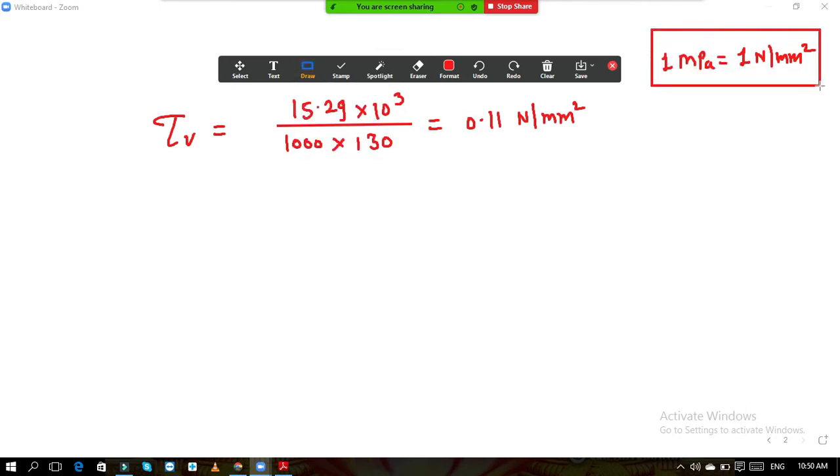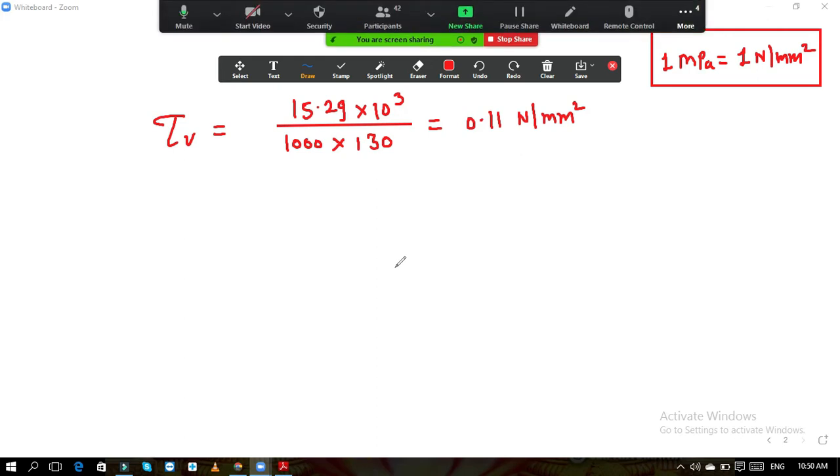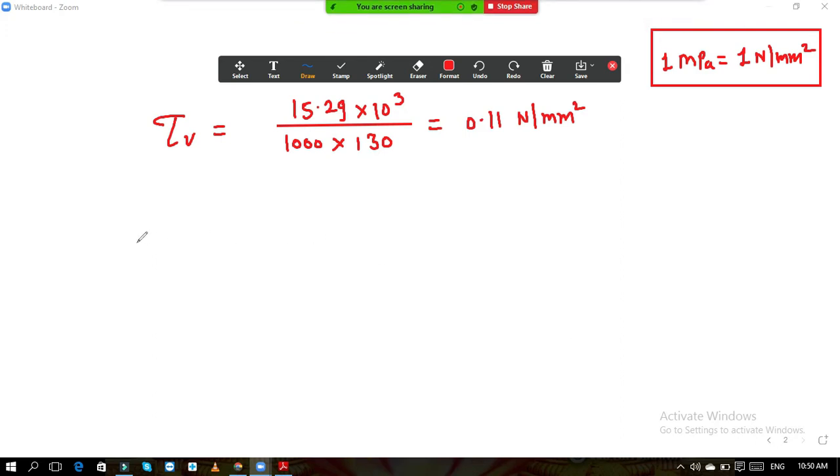This is the conversion. So 1 Newton per mm square is nothing but 1 megapascal. So I can say that our nominal shear stress is 0.11 megapascal, MPa. Now we will calculate the percentage of steel at support. We can use the notation PT at support.